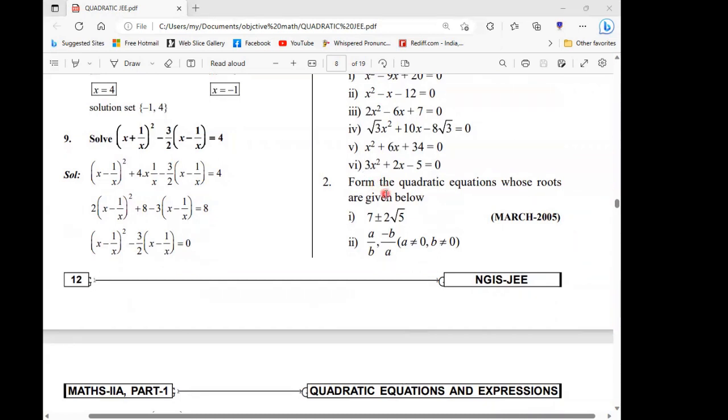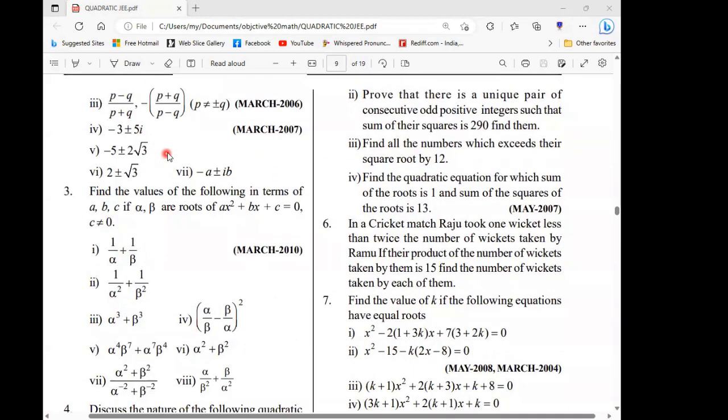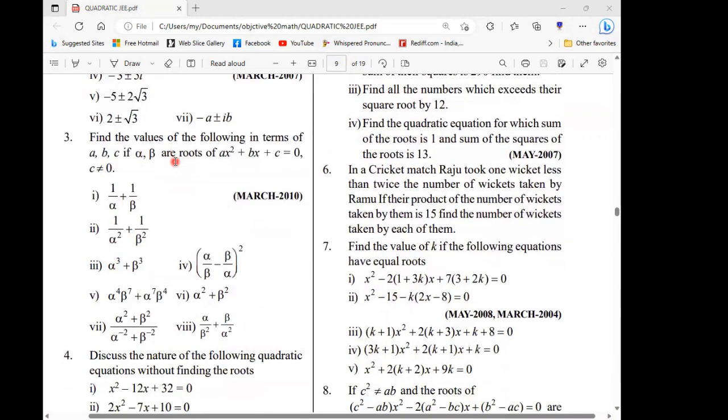And look at the second question. It says, form a quadratic equation whose roots are: take one of the values as alpha. 7 plus 2 root 5 is alpha. 7 minus 2 root 5 is beta. Okay. This one is alpha: p minus q by p plus q is alpha. Minus of p plus q by p minus q is beta. Take it like that and form a quadratic expression.